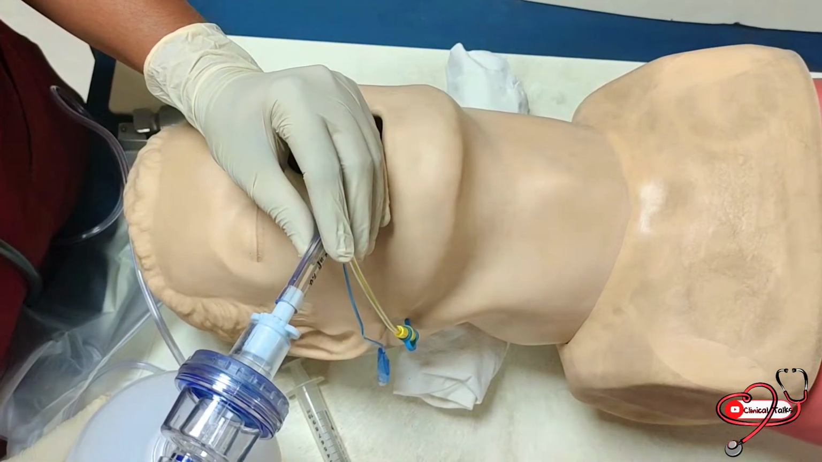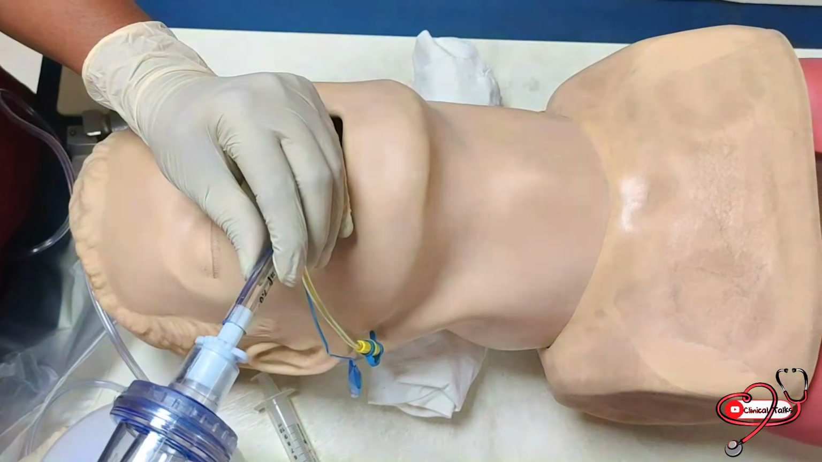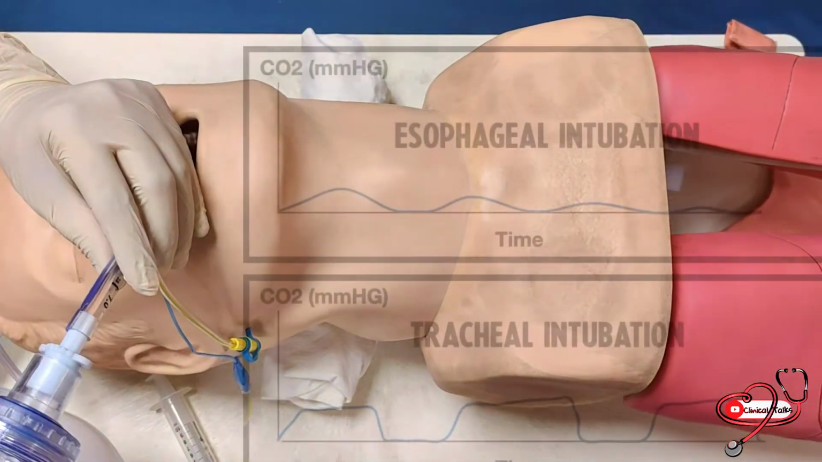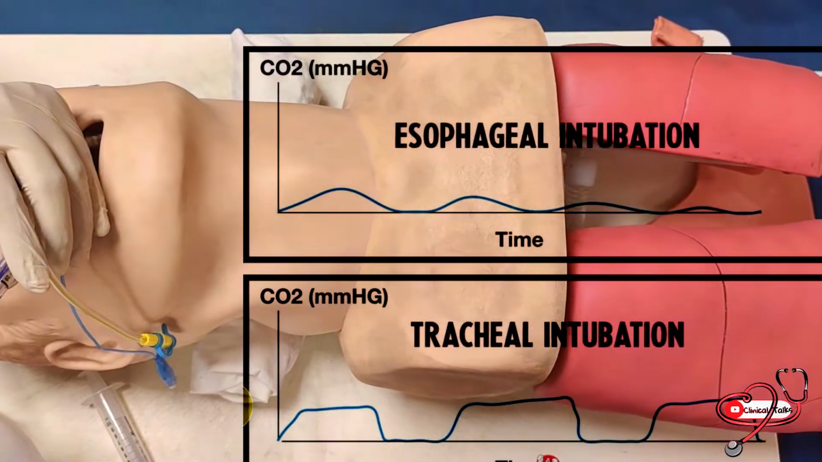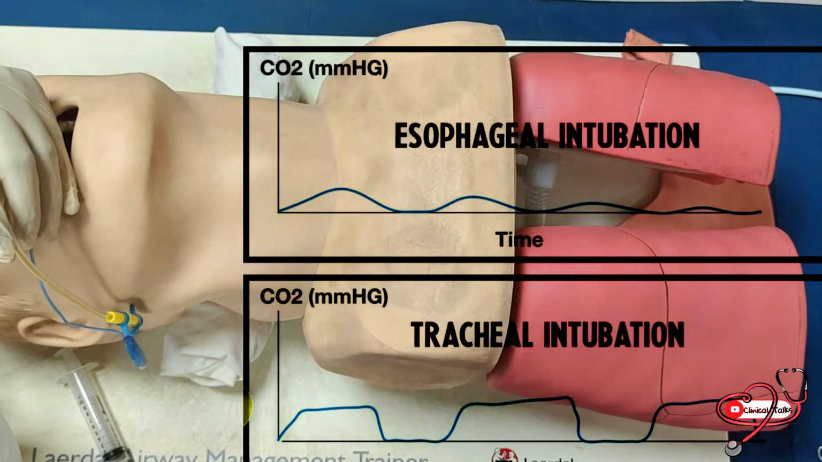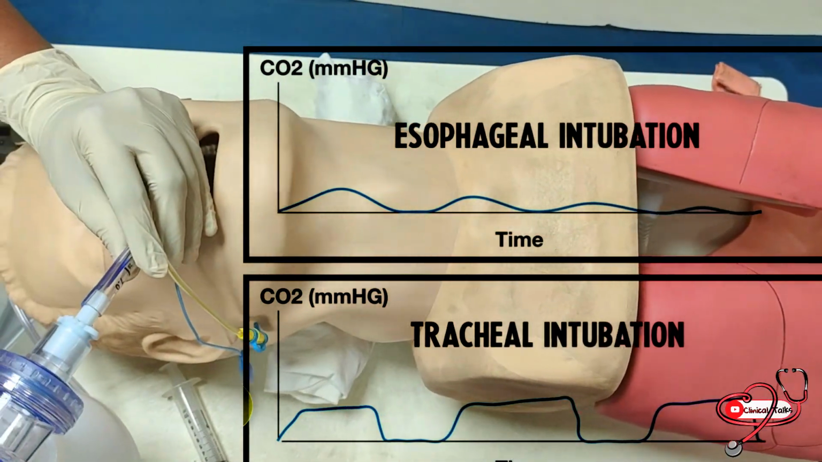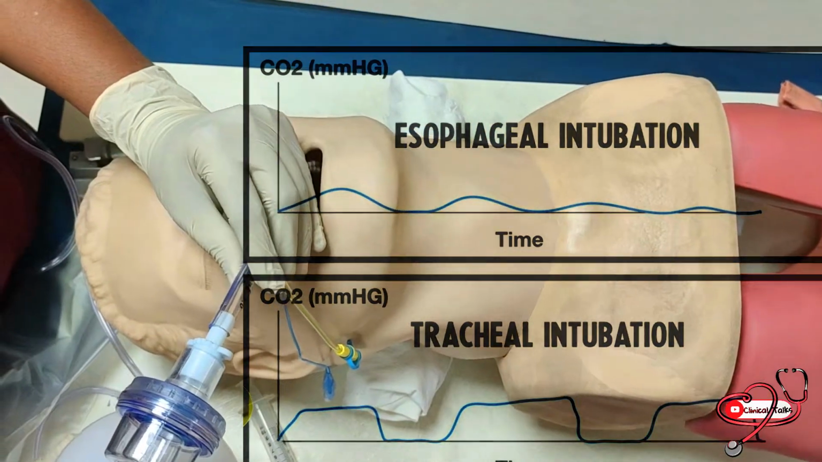And after the auscultation, you attach the endotracheal tube to the ETCO2. See it on the monitor, ETCO2. If the graph is coming, that means the endotracheal tube is in place, that means in the trachea.